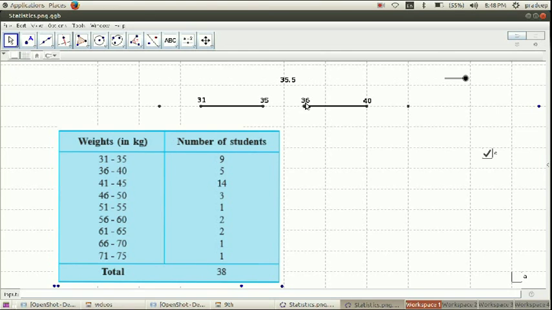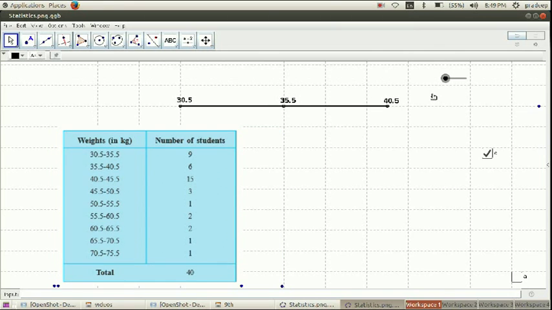Therefore, half of that gap, that is 0.5, has to be added to this 35, and that 0.5, half of that gap, should be subtracted from this 36. When we bridge that gap like that, that can be included in the continuous range of this data. But a new problem arises. In which class can we include that 35.5?